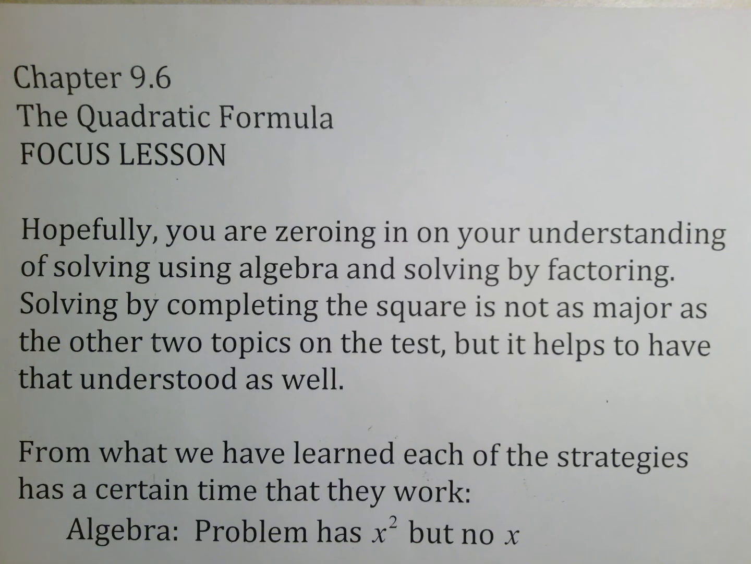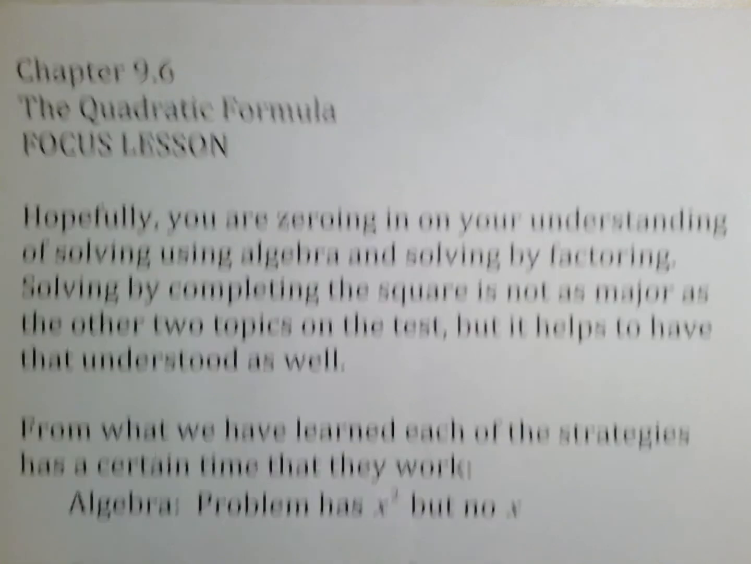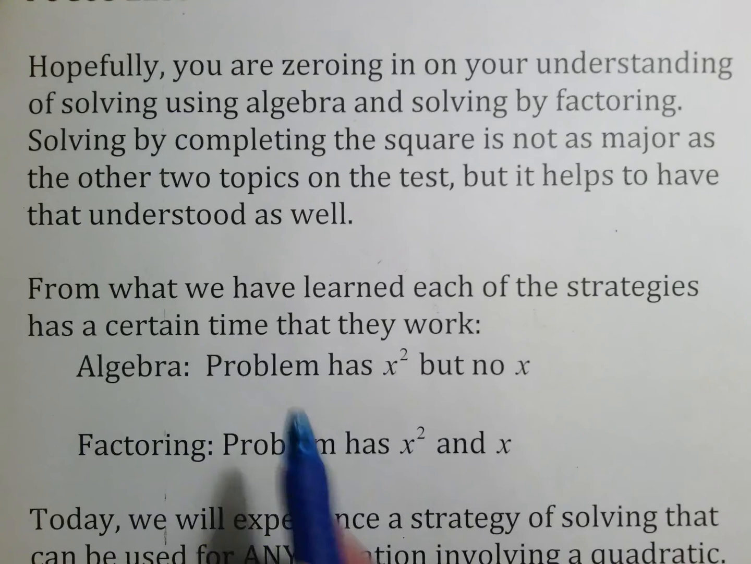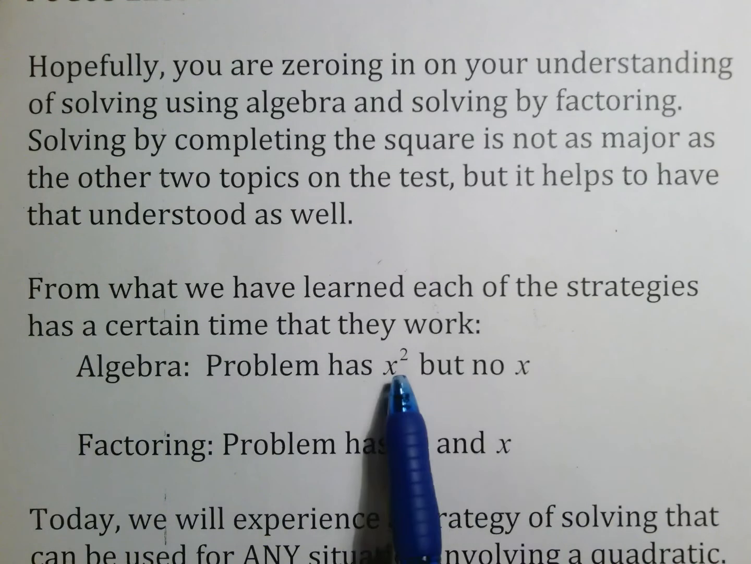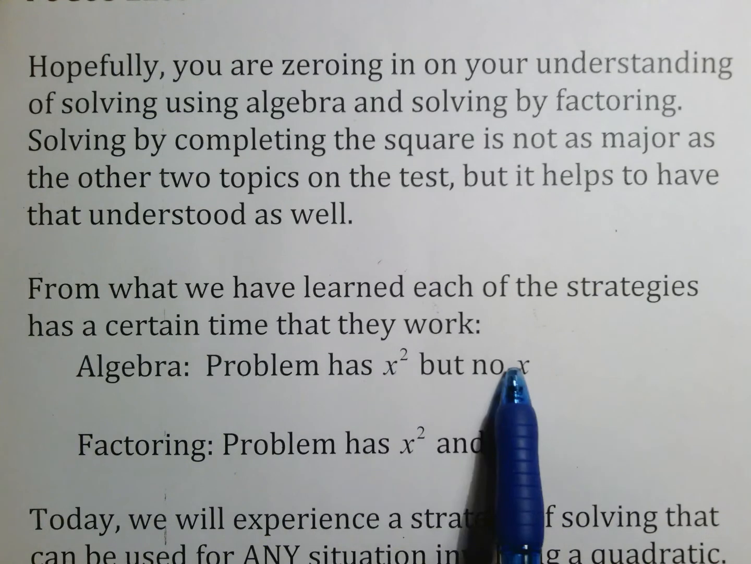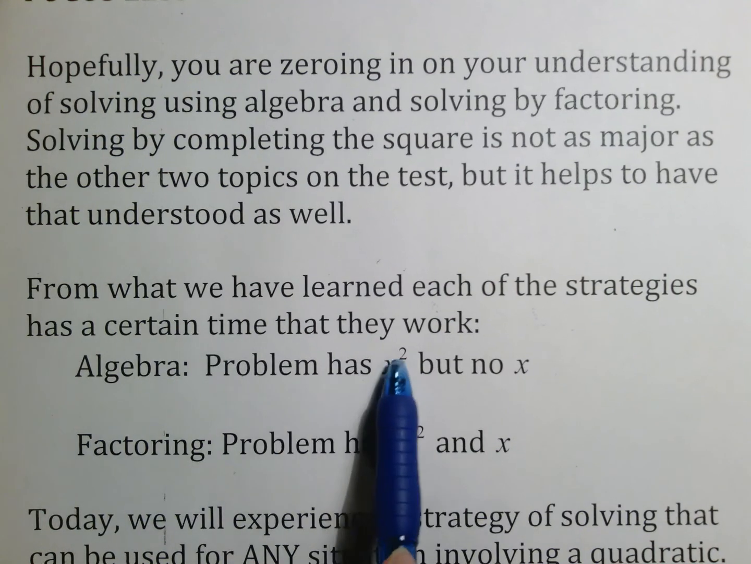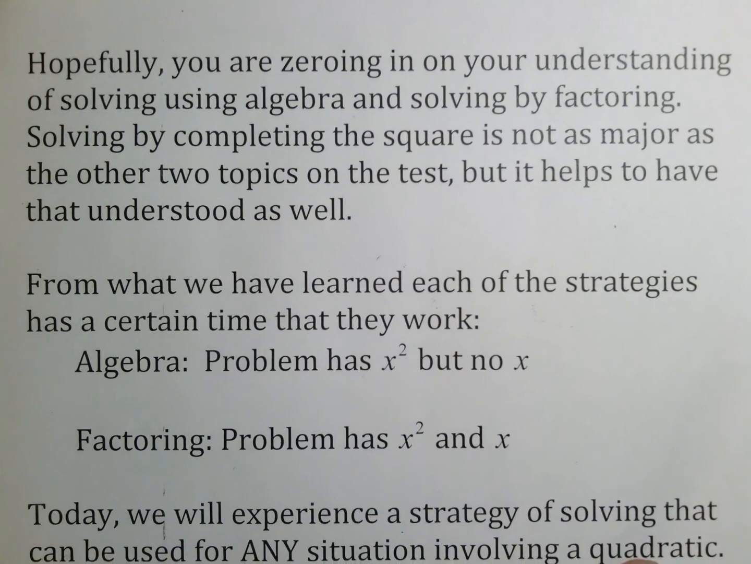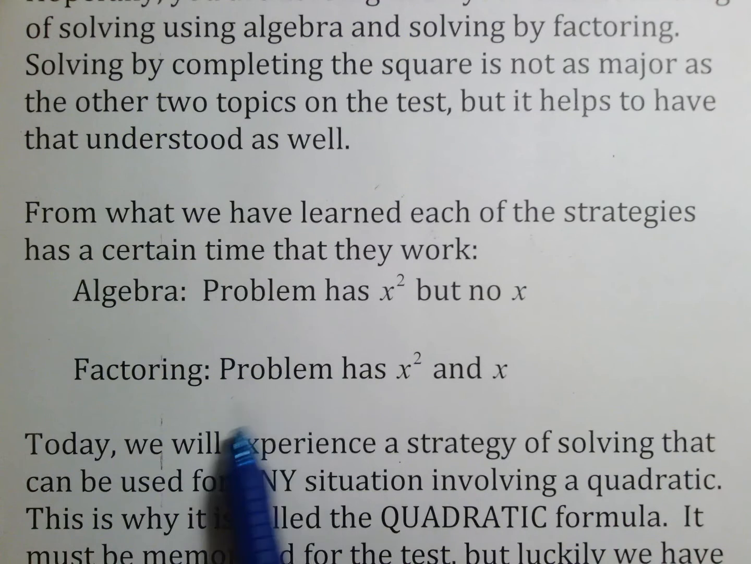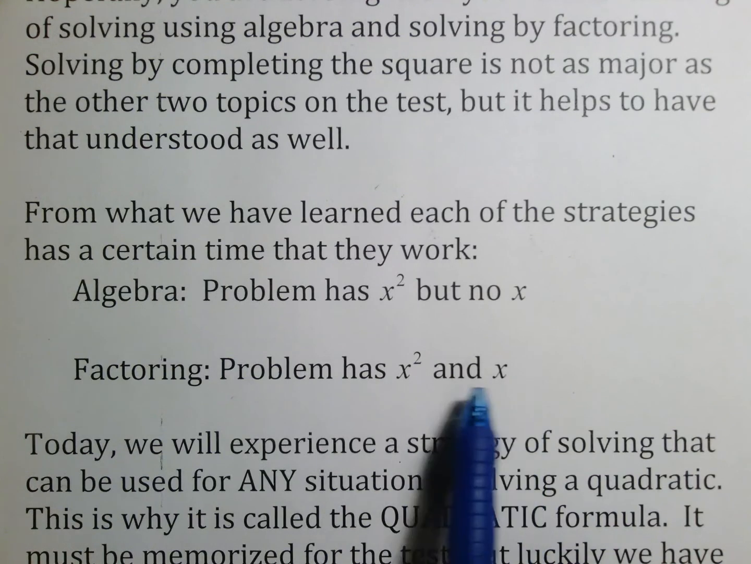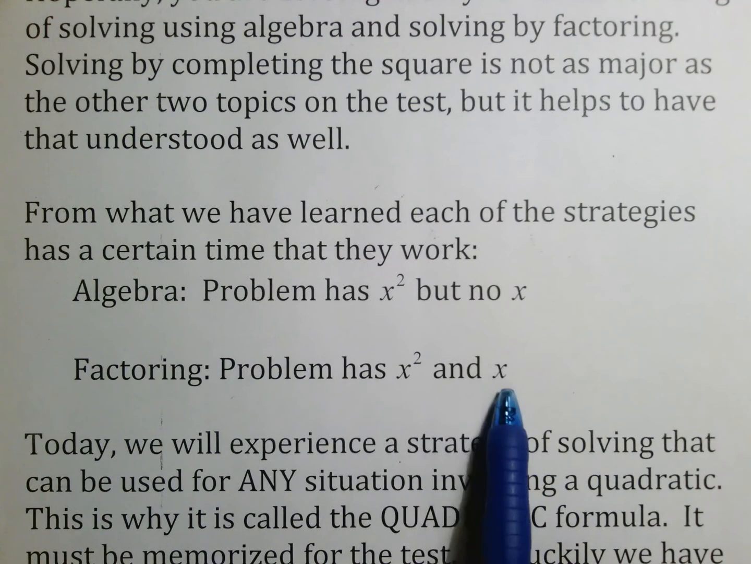From what we've learned, each of the strategies, algebra works when the problem has an x squared but no x. We talked about how whenever there's an x squared but no x, it means you can just move everything away, and remember that you square root everything at the end and you end up with a plus or minus answer somewhere. Factoring works when the problem has an x squared and an x. Sometimes you do the one where it multiplies equal numbers. Sometimes you take out the GCF.